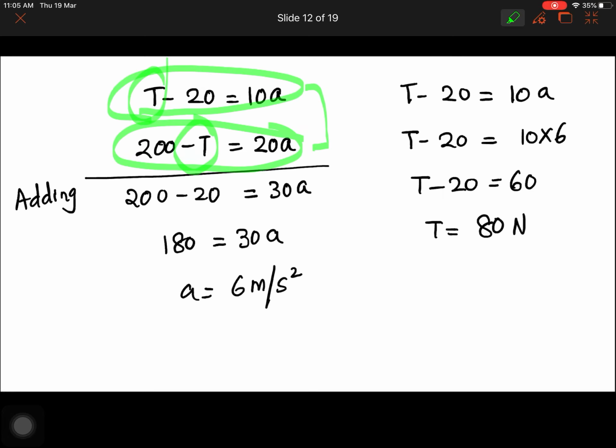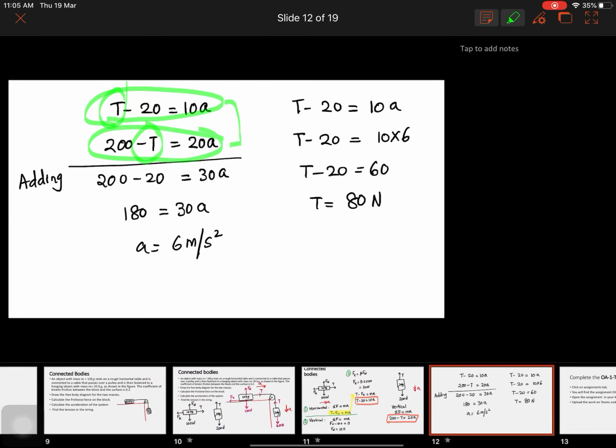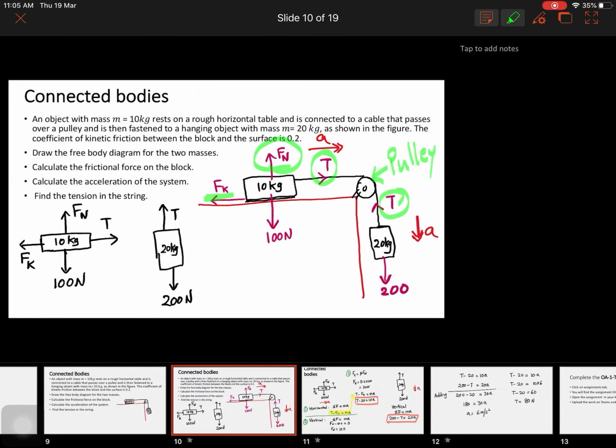So we have got all the unknowns which were asked in the problem. We have got the free body diagram drawn, we have got the value for frictional force, we have got the value for acceleration, and we have got the value for tension. That's how you solve a problem on connected bodies when one object is placed on a horizontal surface and the other object is hanging.